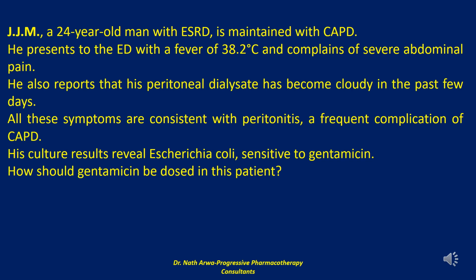With intraperitoneal administration, the goal is to deliver a concentration of drug similar to the desired plasma concentration for the treatment of systemic infections. Therefore, 8 mg of gentamicin into each liter of dialysate, or 16 mg into a 2-liter bag of dialysate, is recommended.